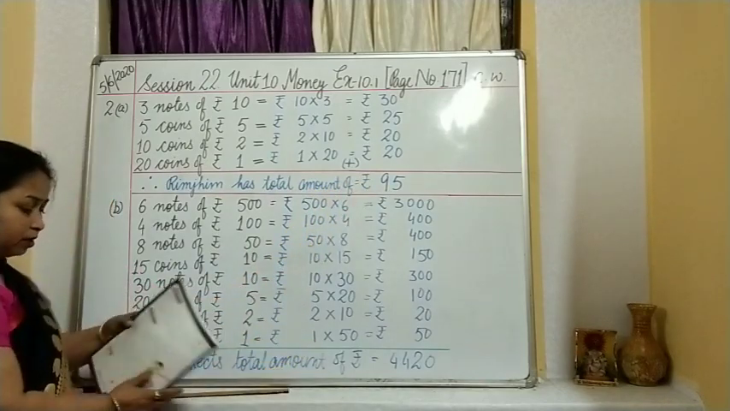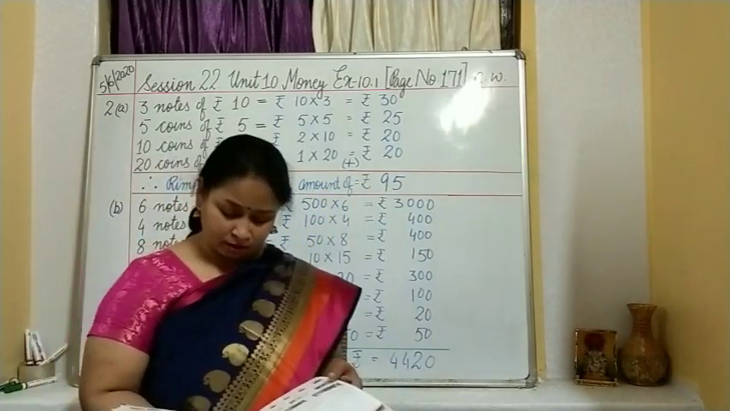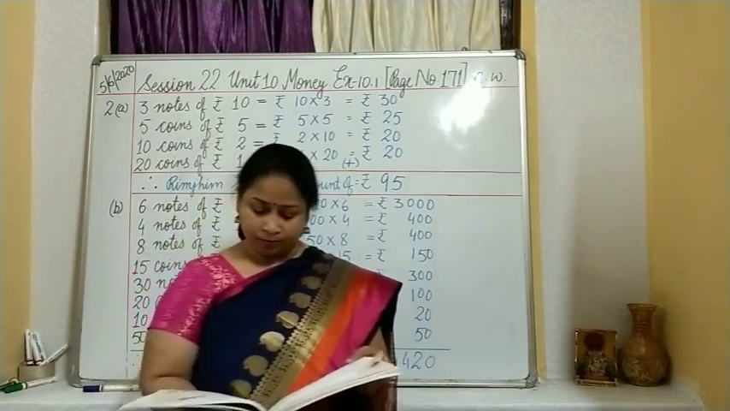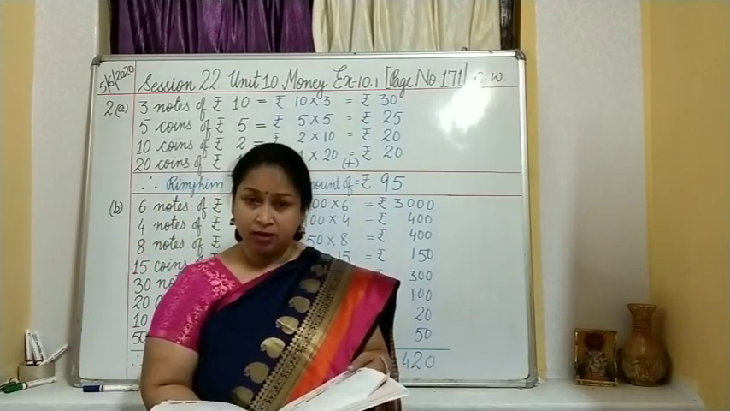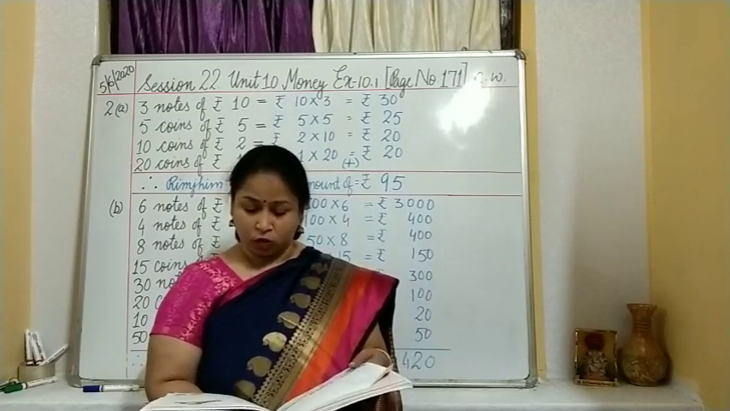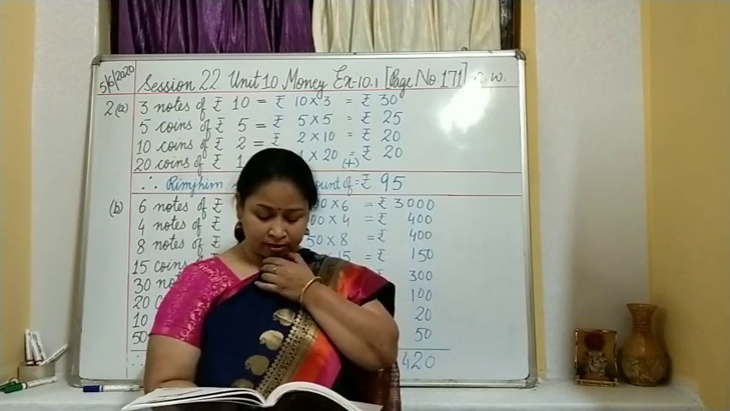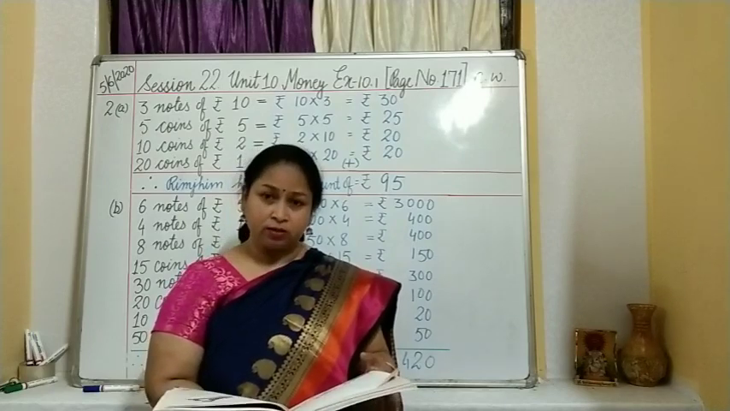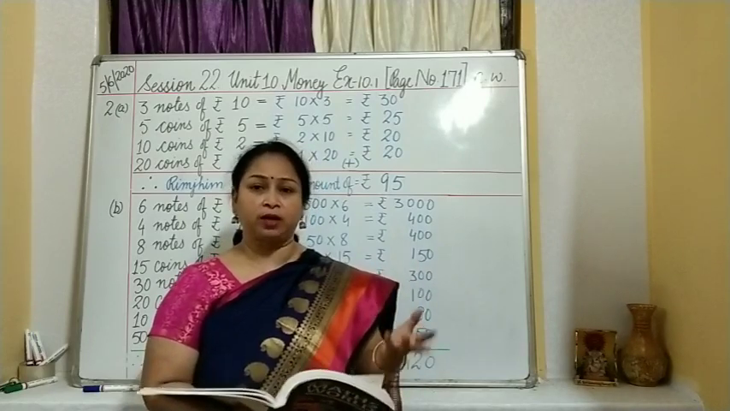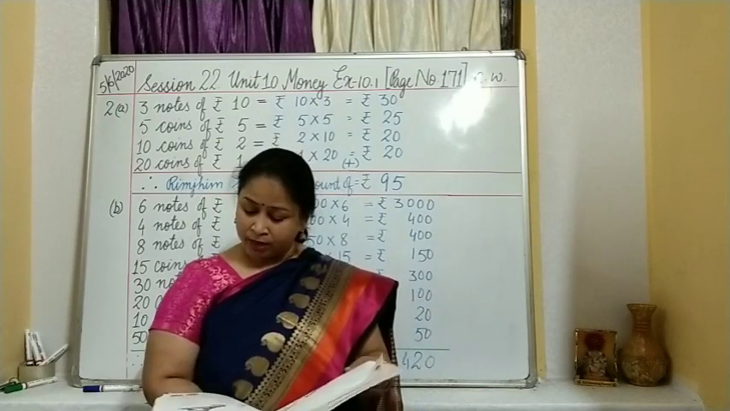Okay, then look at the next question, children. Question number B. A shopkeeper counts the money in the evening. So a shopkeeper, before closing, usually counts the money collection whatever they have got in the day.